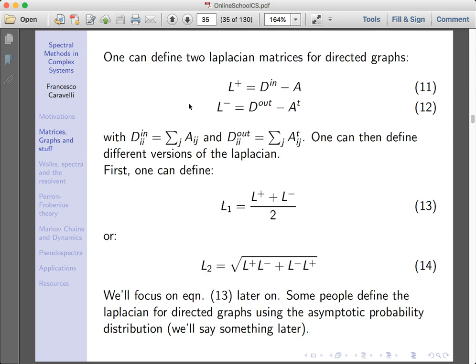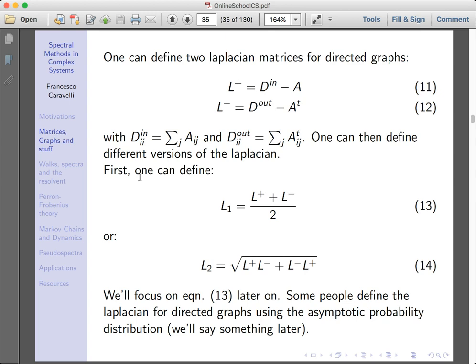One is the forward phenomenon, one is what is called the reverse phenomenon. The degree matrix can be defined by the sum over j of A_ij for the incoming edges, or D_out for the outgoing edges as the sum over j of A_ij transpose. Given the fact that these matrices are not symmetric, if you want to talk about the eigenvalues, it's actually a good idea to symmetrize it.